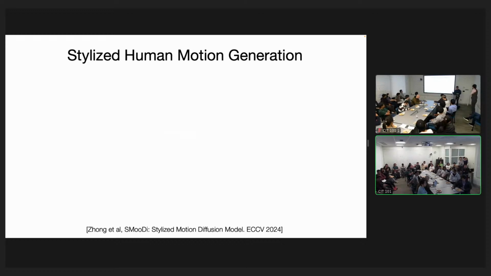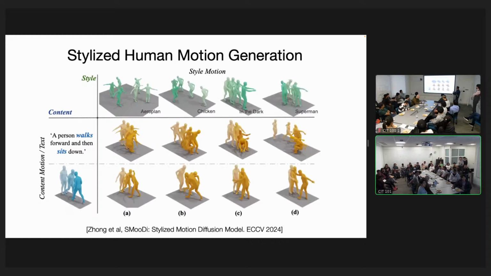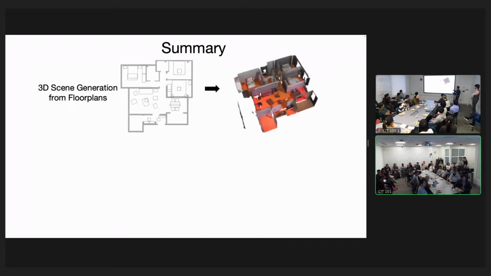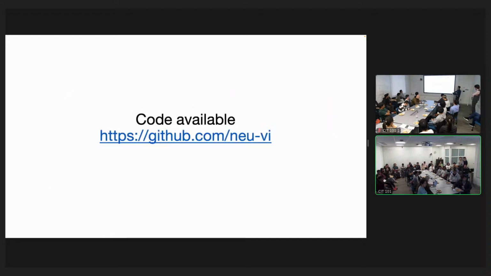Okay, I was about to briefly talk about our ECCV paper, which can generate stylized human motion. For the sake of time, I'll just skip it. And I have talked about how to generate a 3D scene from a floor plan and then human motion. Code is available except for the first one, which will be released by the end of October.